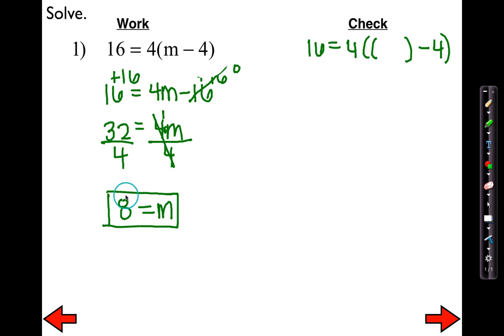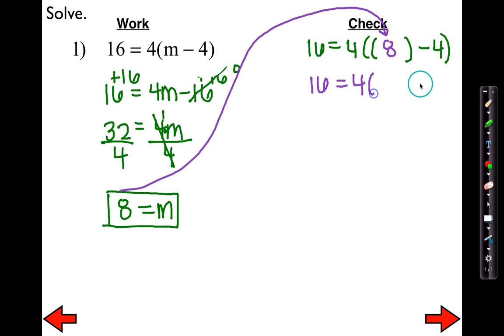So now I'm going to plug in my value of 8 into the parentheses here, which is going to leave me with 16 equals 4 times the quantity. I'm going to simplify what's inside the parentheses because that's following the order of operations. 8 minus 4 is 4, so we're left with 16 equals 4 times 4, which is 16. So I'm very confident that my answer, aka my solution for m, is indeed 8.